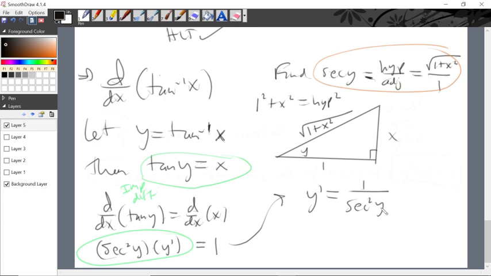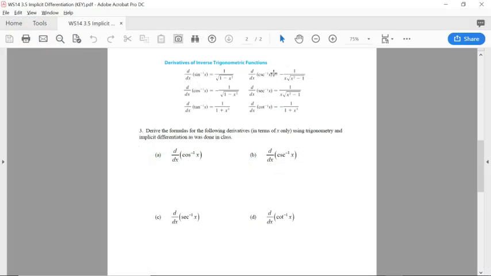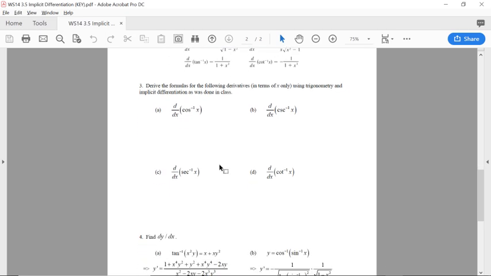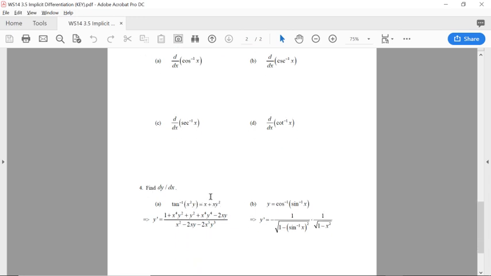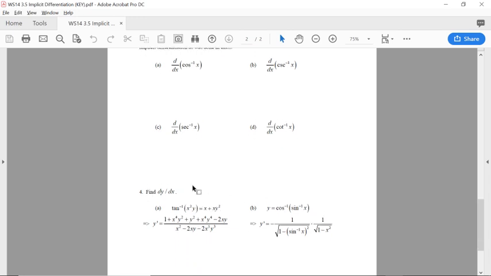Well, we want the secant of y squared. So we get 1 over the square root of 1 plus x squared, squared. In other words, the derivative with respect to x of the arctangent of x is equal to 1 over 1 plus x squared. And similarly, you can derive all these other formulas as well. Now, once we have all the formulas derived and we know how to find the derivatives of the inverse trig functions, we can start using them to find further dy dx's.